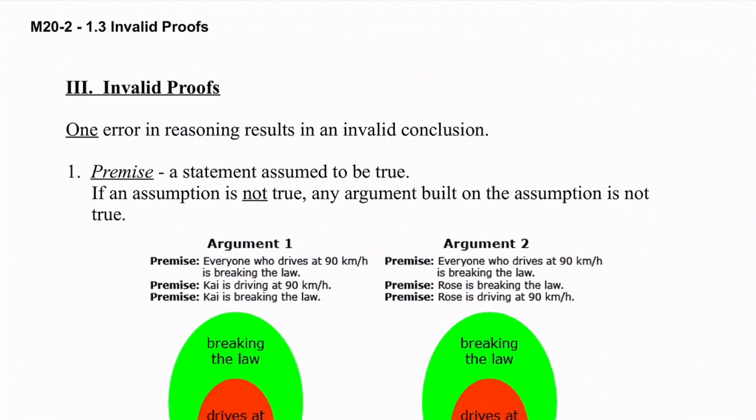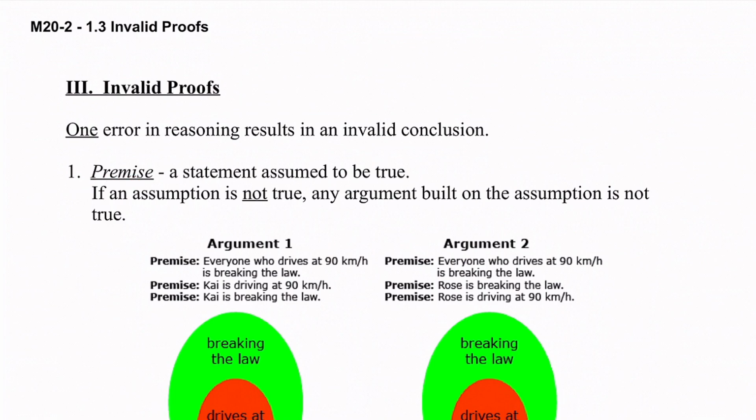Invalid proofs are any type of proof where you make some type of error. It could be at the start, could be at the end. If you make any error, it's going to make it invalid. So one error in reasoning results in an invalid conclusion. Every single step has to be correct, has to be valid.